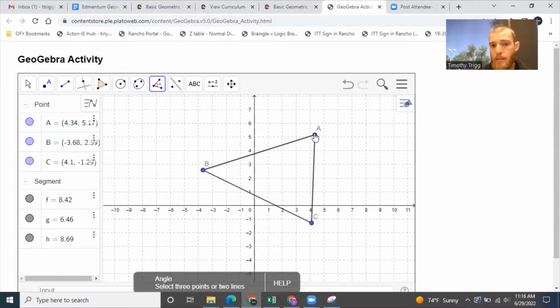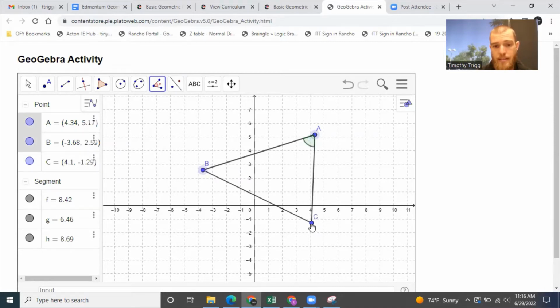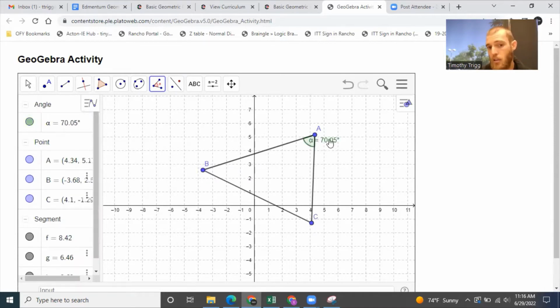So if I want to find the measure of angle A here, this interior angle, what you actually need to click is B, then A, then C, and it'll automatically tell you what the measure of that angle is. In this case, in mine, it's 70.05, but yours will probably be different.